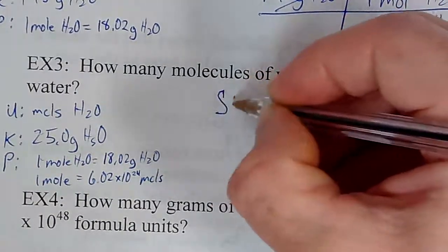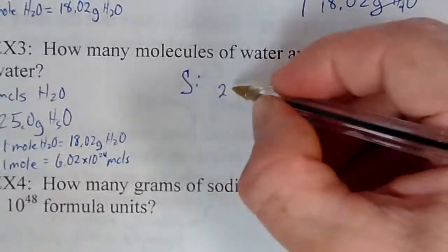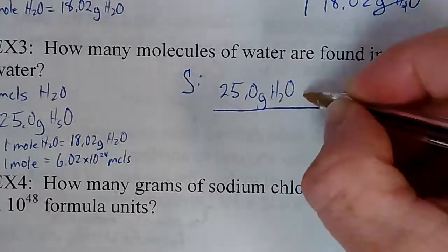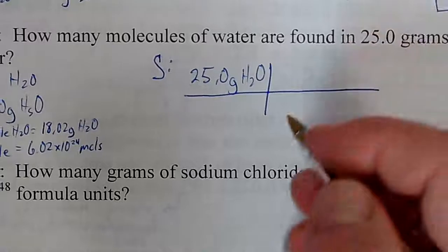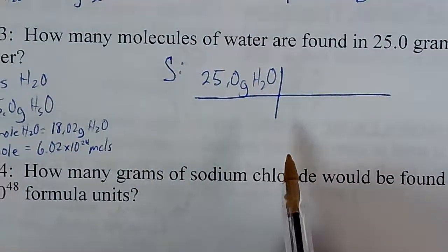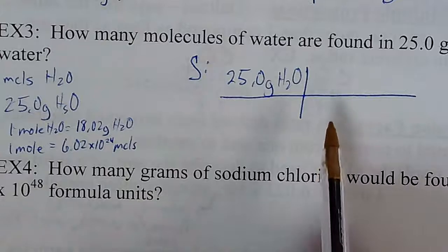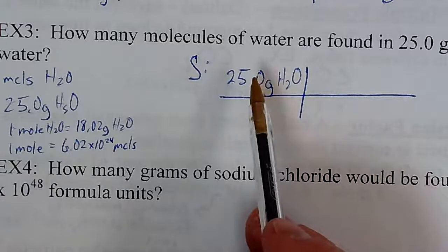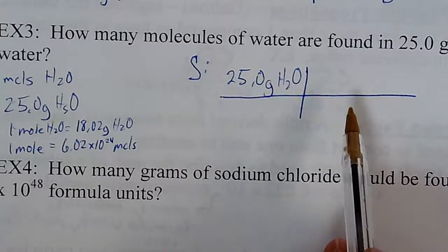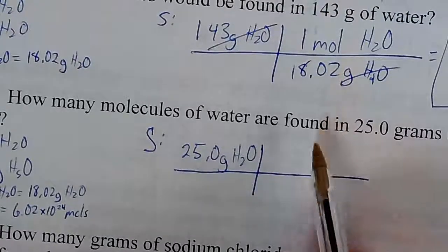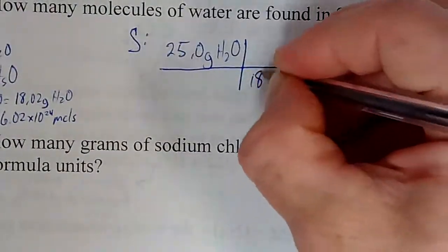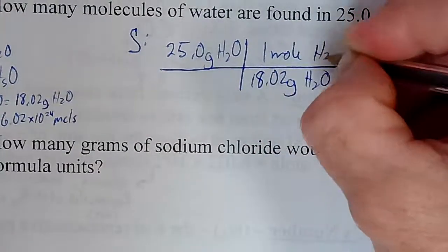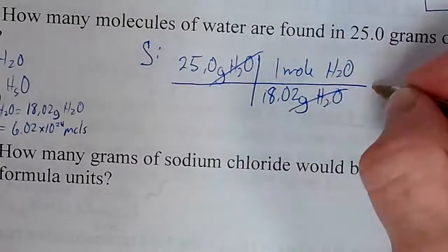All right, so let's set up our solve. We'll start with the known just like we did last time, 25 grams. And what do we do first? Okay, we've already got the 25 grams. Yeah, so we're going to do the 18 grams on the bottom just like we did here. We're going to convert to moles. Grams cancel out.